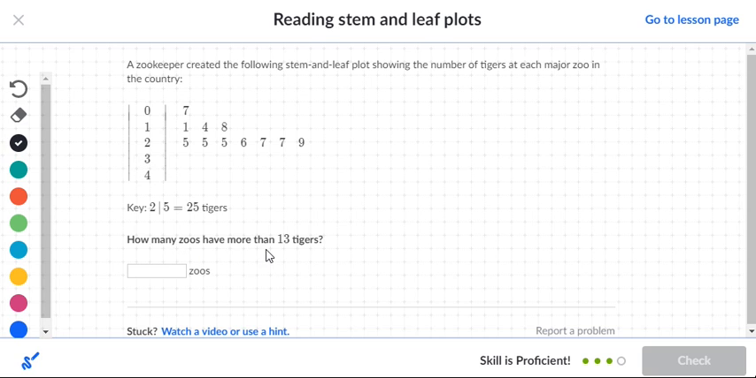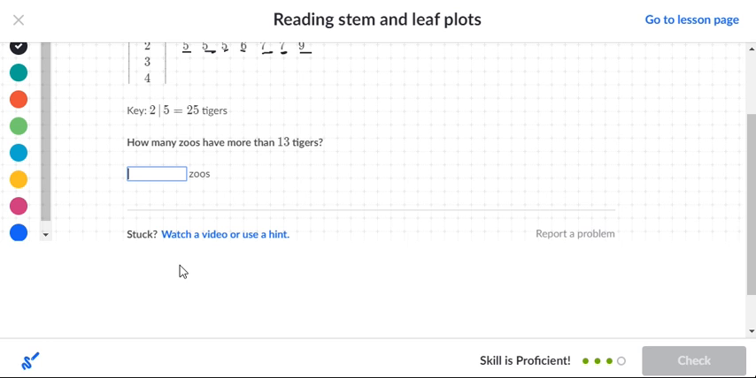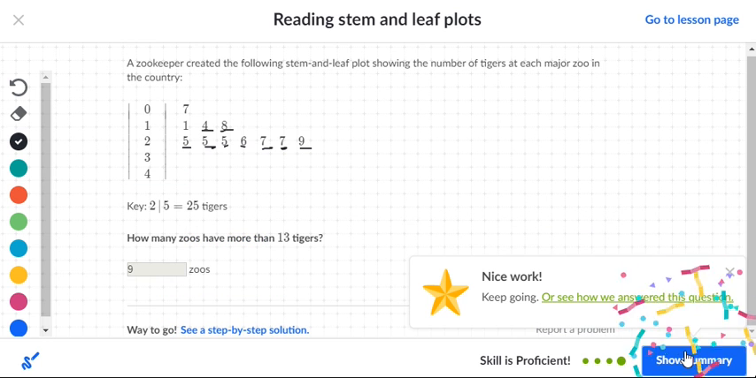How many zoos have more than 13? So we want to go past 13. We have 11, 14, 18. We have 25, 25, 25, 26, 27, 27, and 29. So any numbers more than 13, we underline. That was 14 and 18, that's 1, 2. These are the 20s: 3, 4, 5, 6, 7, 8, 9. So it looks like it should be 9 that were more than 13. So let's put that in and check it. And it's correct.